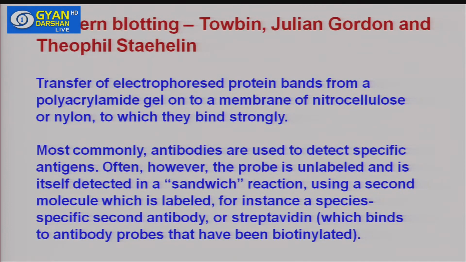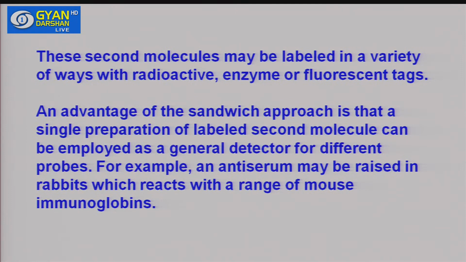So I just go through the technique: transfer of electrophoresed protein from a polyacrylamide gel to a membrane of nitrocellulose or nylon. Then you use the antibodies. Normally in Western blot we don't go for labeled probes. Normally we go for the antibodies. And then here you are actually using a sandwich approach, that is, a single preparation of labeled second molecule can be employed. You can apply a secondary antibody. Sometimes the secondary antibody can be labeled also, but normally we go for enzyme linked secondary antibody.